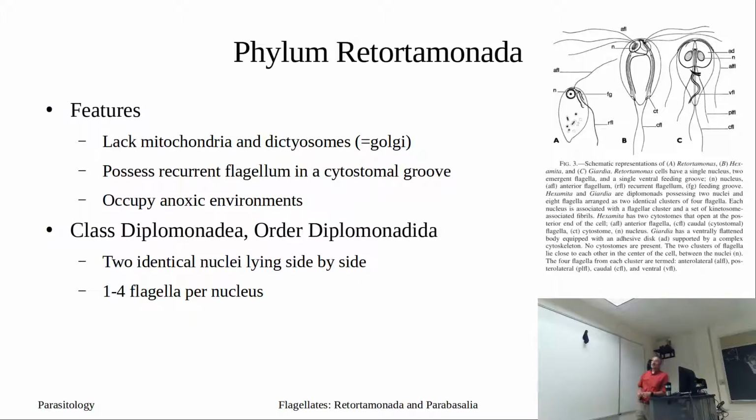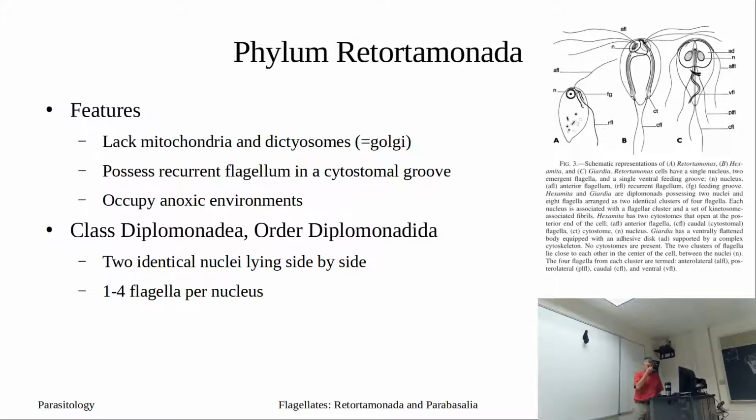Yeah, so they lack mitochondria and dictyosomes, which kind of has an implication. If you lack mitochondria, then you're not taking part in oxidative phosphorylation, which means your ATP generation is going to be primarily through glycolysis or substrate level phosphorylation. And if you don't have Golgi, you're probably not going to be processing and secreting a lot of proteins and stuff.